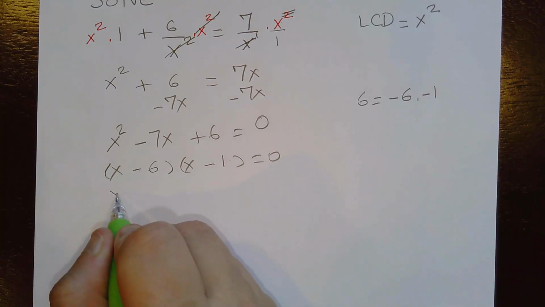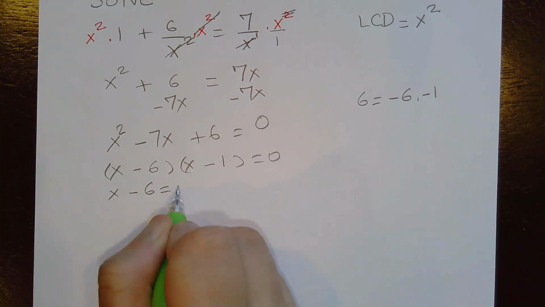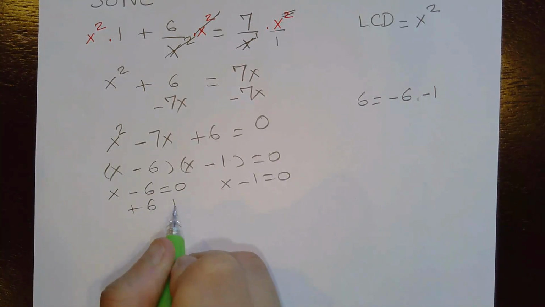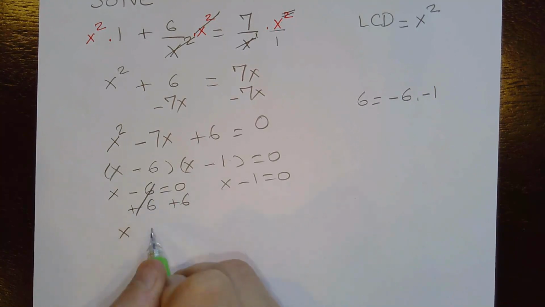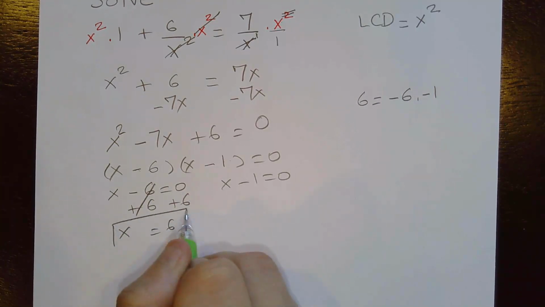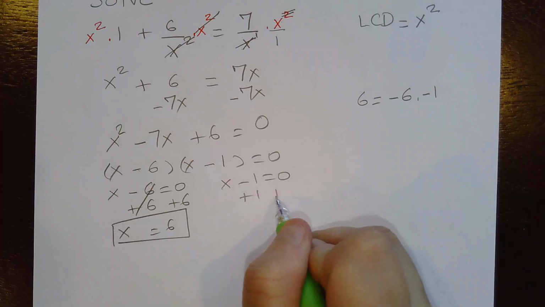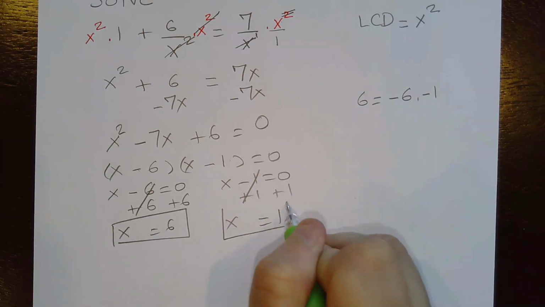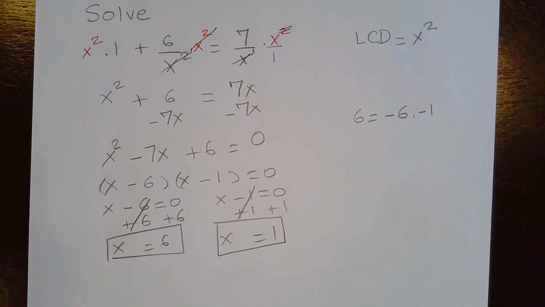Now set each factor containing a variable equal to 0 and solve for the variable. Here we have to add 6 on both sides, and x would be equal to 6. This is one solution. We add 1 on both sides of the equation, we get x equal to 1. These are the solutions for our rational equation.